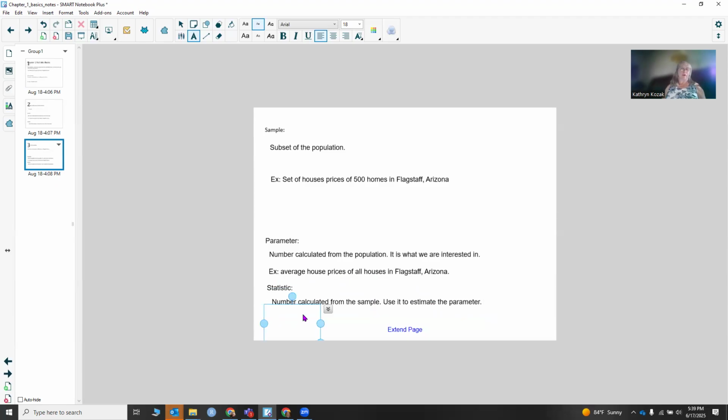So as an example, in this example, this would be the average house price of only 500 homes in Flagstaff, Arizona. And again, if you've taken a good sample and you've taken a representative sample, then you'll be able to use that number to tell us what that parameter is. And those are kind of the beginning basics of statistics.